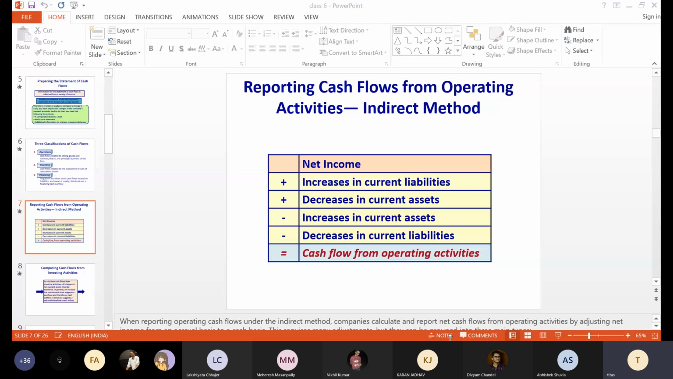Should it come in the cash flow statement? Non-operating. Yes, ma'am. But cash. So where will it go? In the other two parts. Yeah, either in investment activity or in financing activity.